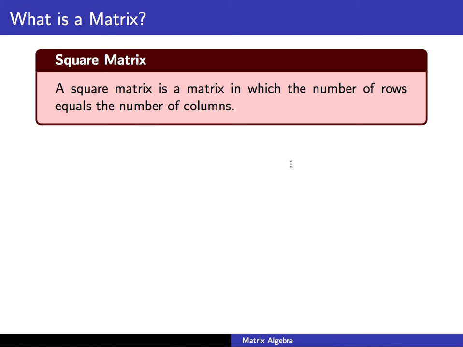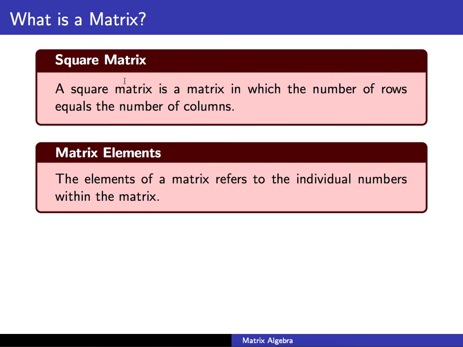So in the last slide, matrix B was a 2 by 2, which is an example of a square matrix. So a square matrix, much like a square in geometry, is a matrix in which the number of rows and the number of columns are equal to each other, like 2 by 2, 3 by 3, 4 by 4, etc. So again, the elements of the matrix refer to the individual numbers within the matrix.